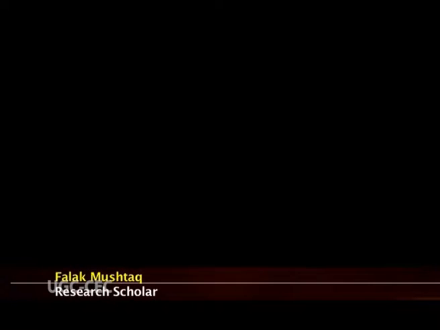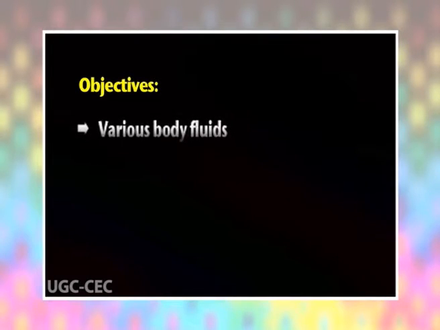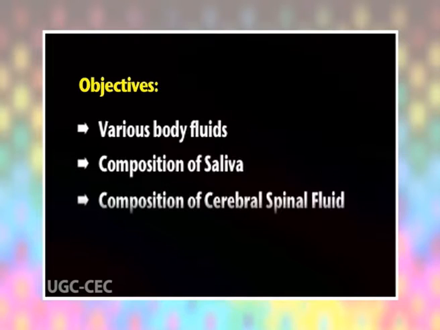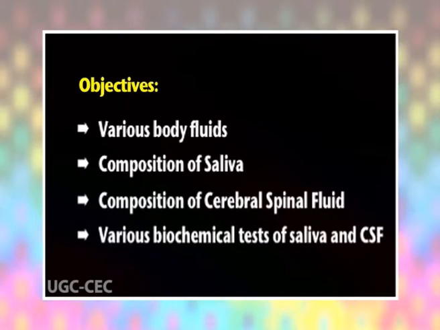Today we are going to discuss biochemical analysis of body fluids, and in today's topic we will discuss saliva and cerebrospinal fluid, specimen collection and processing. The main objectives of today's lecture are to get acquainted with various body fluids, to know the composition of saliva, to know the composition of cerebrospinal fluid, and to have knowledge about the various biochemical tests of saliva and CSF.